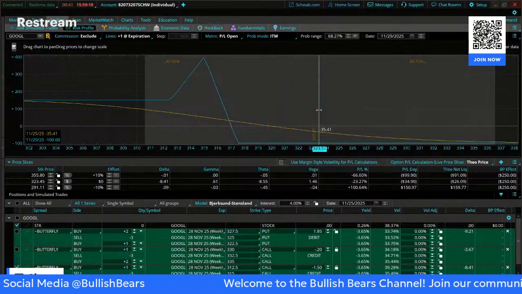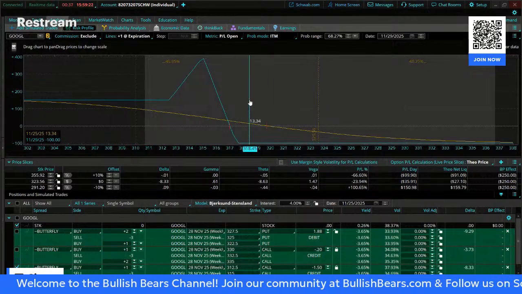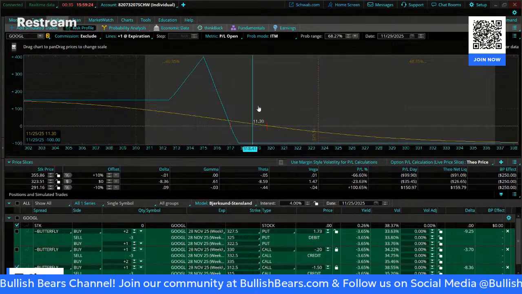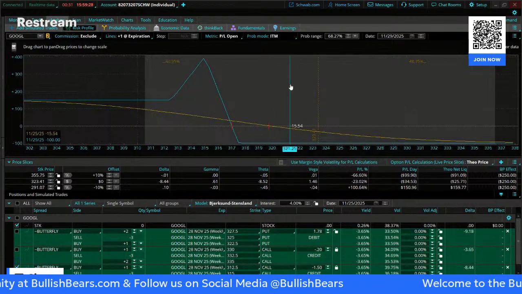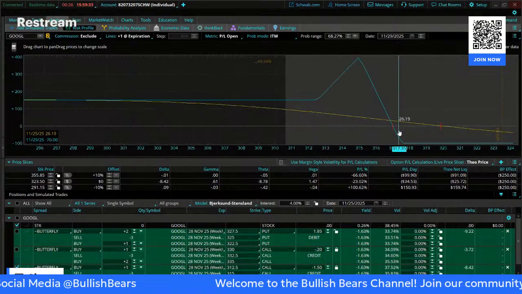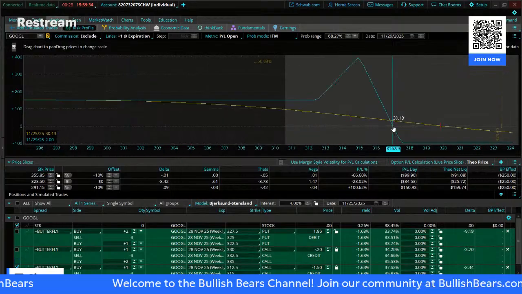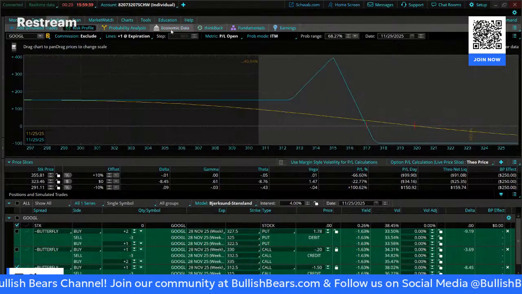Now we're at 323. We would need a $7 move or a $10 move, $8 to see the sweet spot. Still, it's 150 in credit. So once we do break through the break even here at 317, it's all gravy. That's a $6 move to get to that.